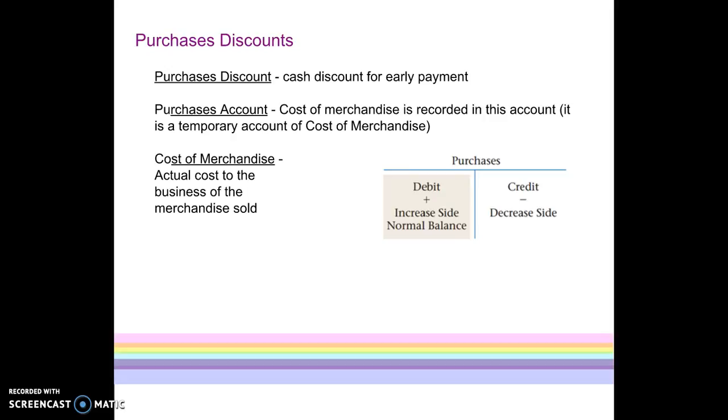Cost of merchandise is now going to be introduced as another category on our income statement. The cost of merchandise means there's going to be an expense involved with creating our merchandise to be sold to the customer. So the cost of merchandise sold, sometimes called COGS, cost of goods sold, or COMS, is the actual cost to do business and to sell our merchandise. Purchases itself has a debit side balance, meaning that the left side, the debit side, is the increase side and the normal balance side, and the credit side is the decrease side.